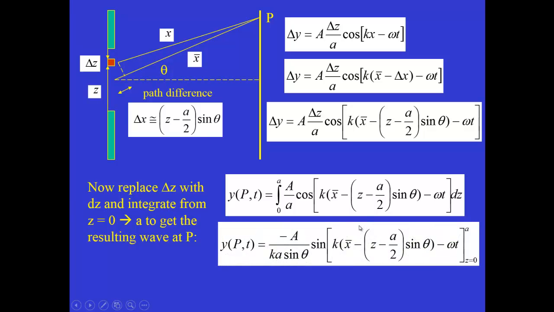Okay, so the integral is easy to do because the integral of cosine is a sine, right? And then because we're integrating with respect to z, we have to divide by this term that's k times the sine of theta, and there's a minus sign that comes out in the process of doing that integral as well. So this is the integral that's done, and now all we have to do is evaluate it from z equals 0 to a, and I'll do that on the next slide.